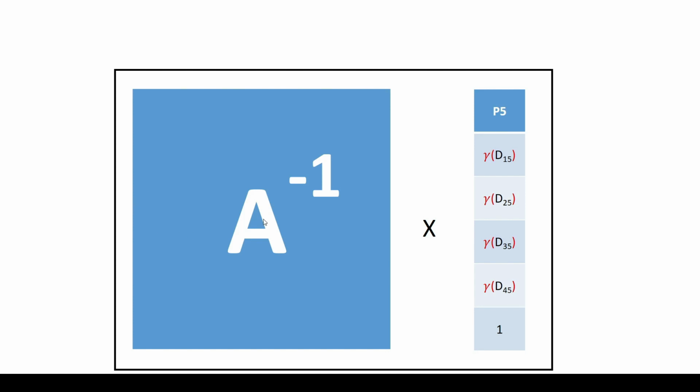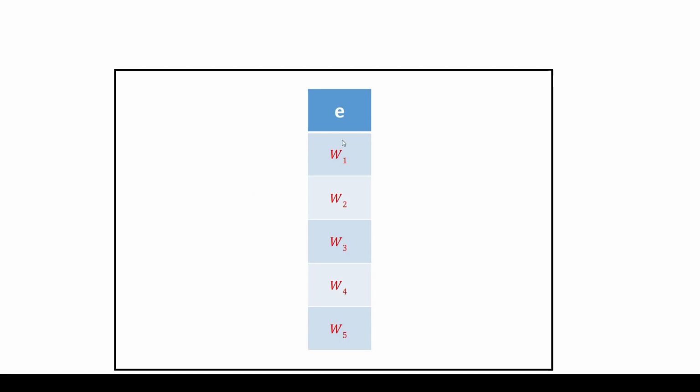So the next step is we have this one, which is A minus 1, the inverse of that matrix, and we're going to multiply this by what we said is going to be b, and what we get is the weights. So now we have the weights 1, 2, 3, 4, and 5. In our case, this is going to be the weight for the point 1. This is going to be for the point 2, 3, and 4, and we don't need this one.